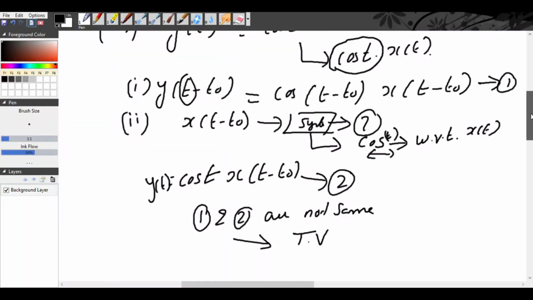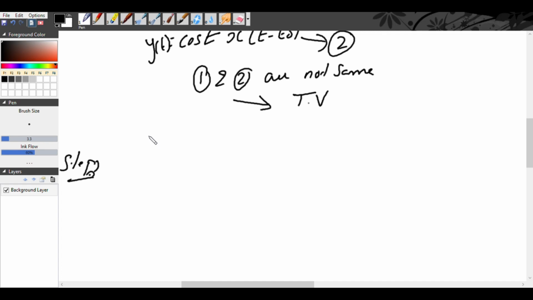I am tired of this, man. So let's try to do one more problem. Y of t is equal to e power minus t into x of t.